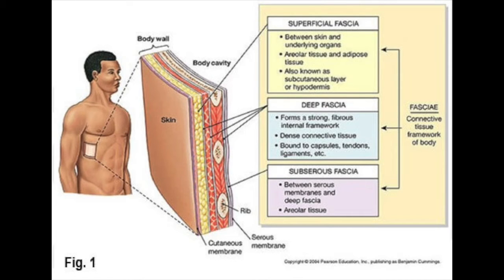And then we have our subserous fascia. So that layer lies between the serous membrane and the deep fascia that we just discussed. So that's the most internal layer of fascia that we have, but that pretty much covers fascia in our body. It's found everywhere and covers and separates other underlying tissues and encloses our muscles.